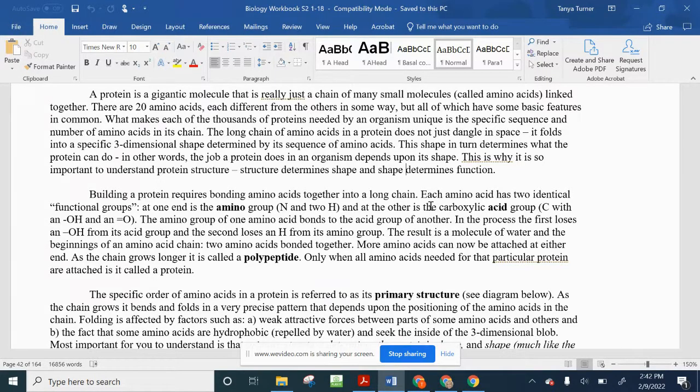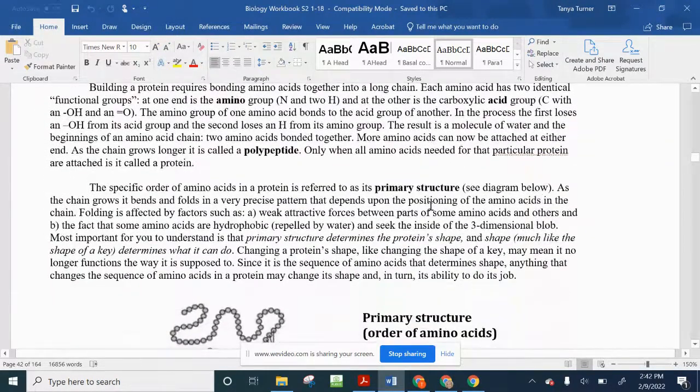Building a protein requires bonding amino acids together into a long chain. Each amino acid has two identical functional groups. At one end is the amino group that contains a nitrogen and two hydrogens, and at the other end is the carboxylic group, which contains a carbon with a hydroxide and a double bonded oxygen. The amino group of one amino acid bonds to the acid group of another. In the process, the first loses an OH from its acid group, and the second loses an H from its amino group. The result is a molecule of water and the beginnings of an amino acid chain.